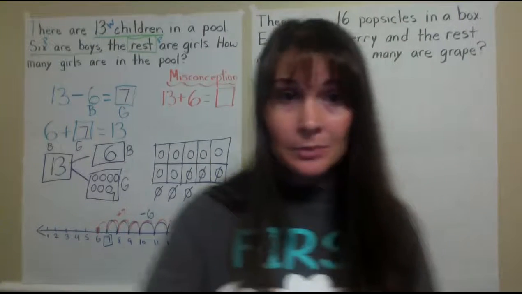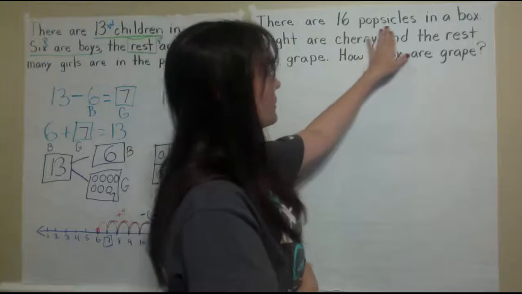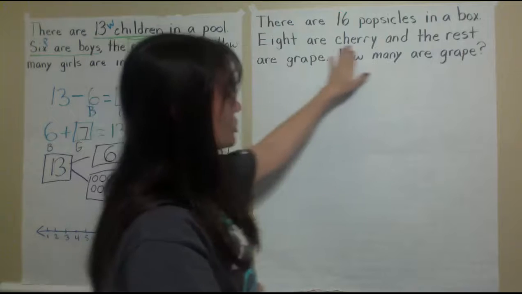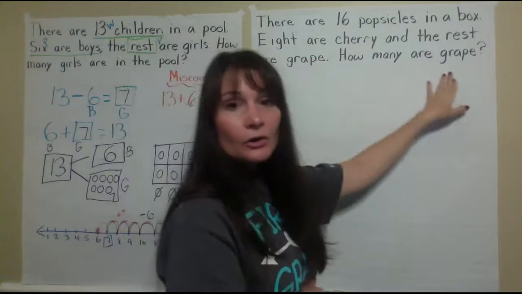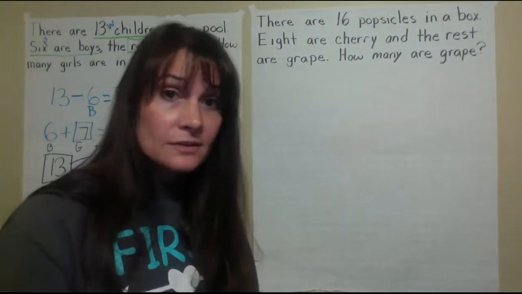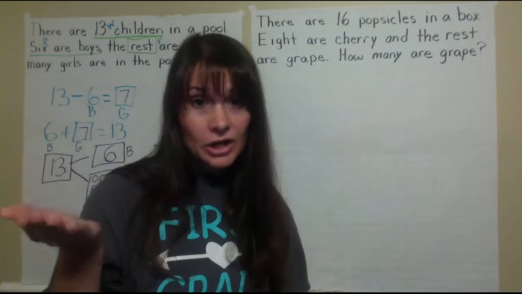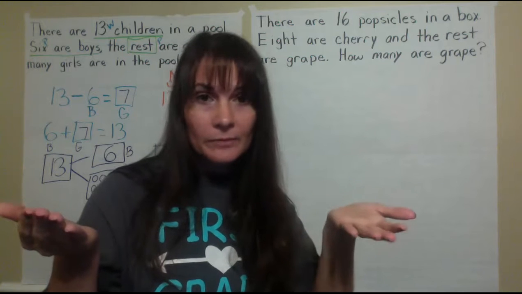Let's look at our next problem. There are 16 popsicles in a box. 8 are cherry and the rest are grape. How many are grape? So if there's 16 popsicles, 8 of them are going to be cherry. The rest are going to be grape.